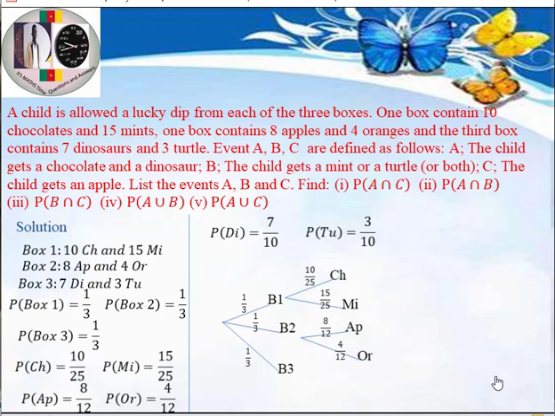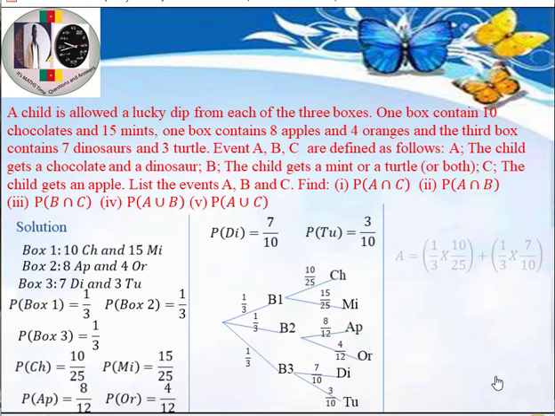So when we are selecting from box 3, we can only have a dinosaur or a turtle. If we are getting a dinosaur, the probability of getting a dinosaur is 7 on 10, and the probability of getting a turtle is 3 on 10. Correct. So that's all we need to know about this question. So from here we are going to pick events A, B and C. So let's proceed to solve for events A, B and C.